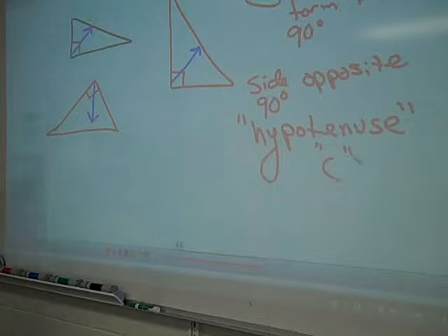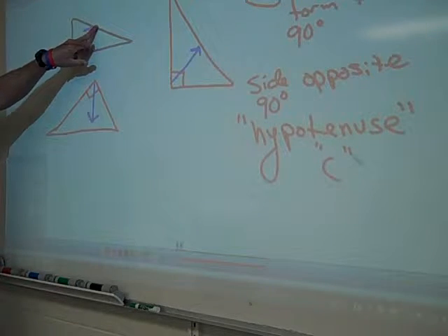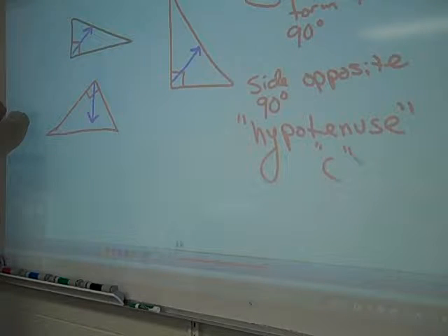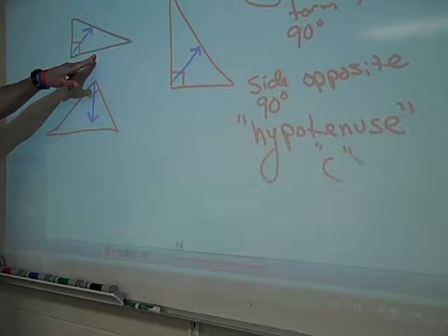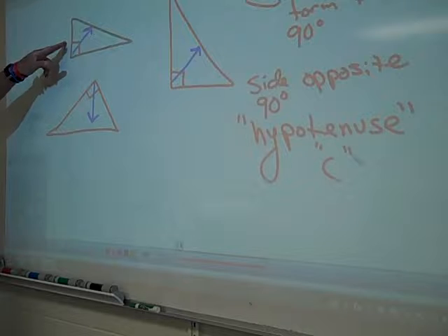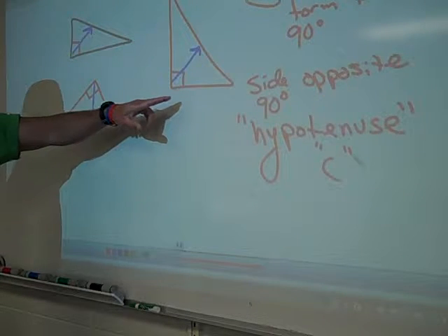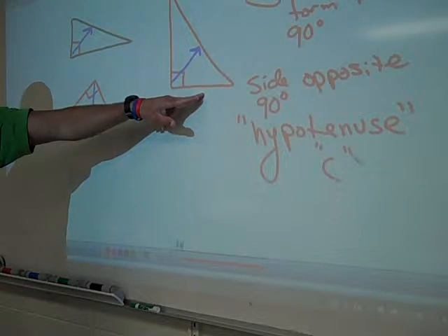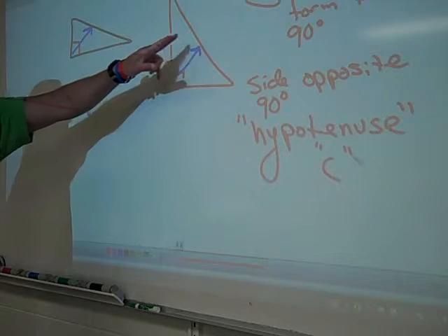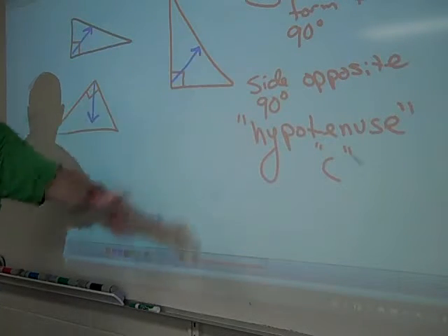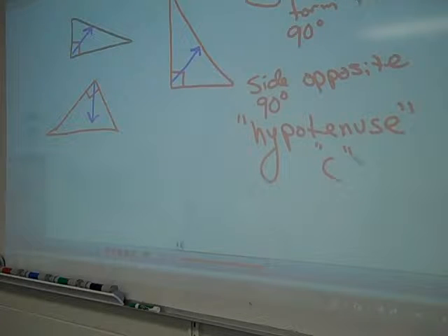Let me ask you, what side is this right there? A, B, or C? That's C. What side is this? A or B. Good. What side is this? A or B. And what side is this? C. How do you know it's C? Because it's opposite the right angle. Perfect. Now, the Pythagorean theorem, I'm sure you've heard before.